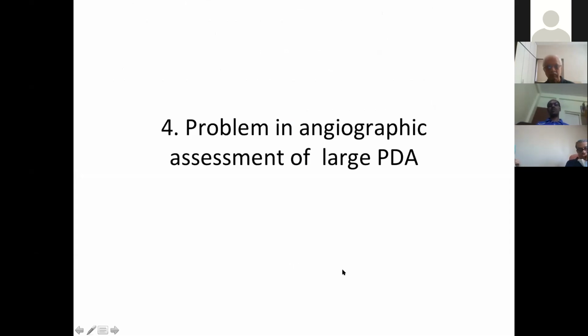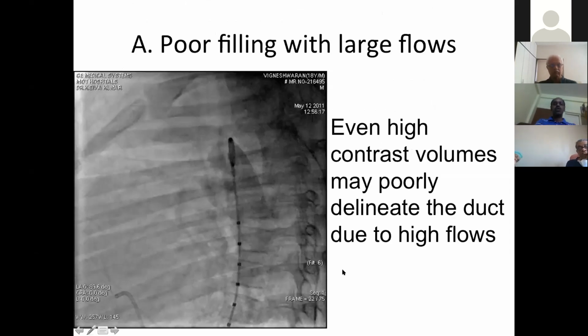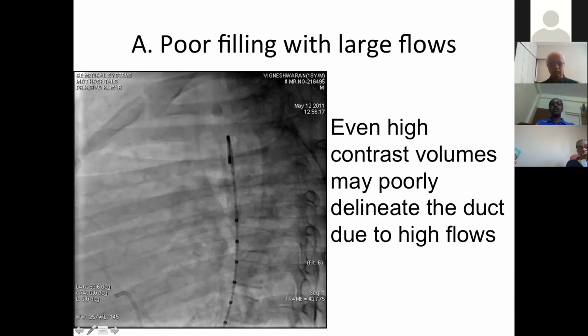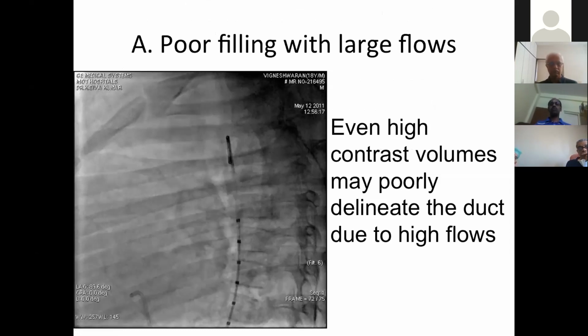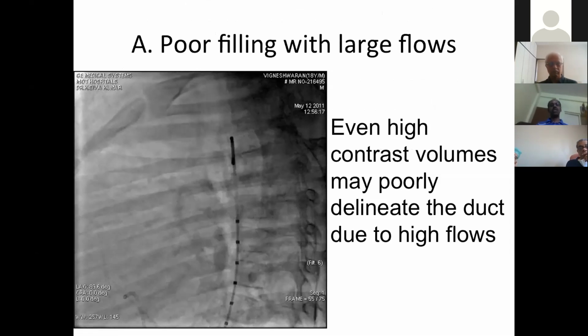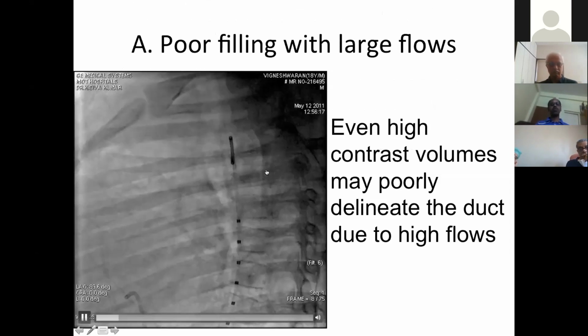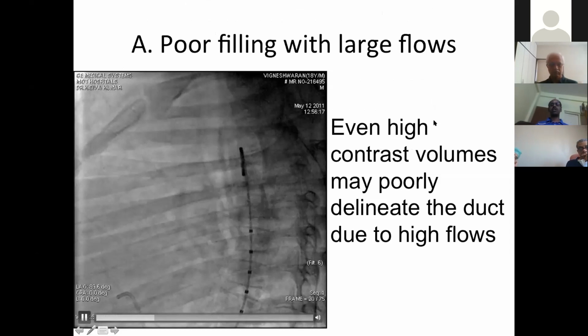Problems in angiographic assessment of a large PDA. Whenever there is a massive PDA, extremely high volumes of contrast and extremely high force of injection also will not give a decent picture at all.